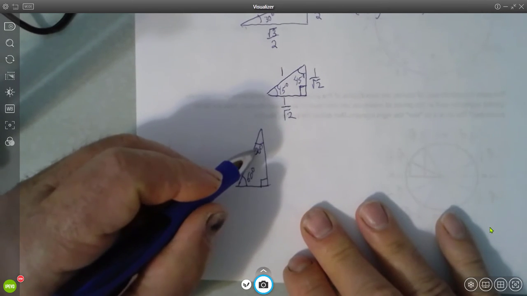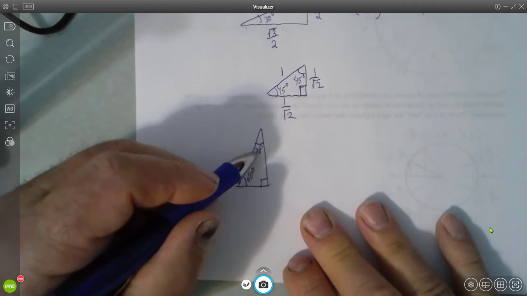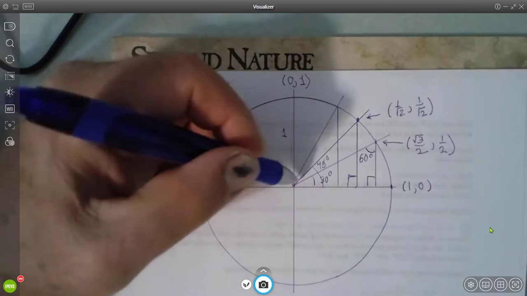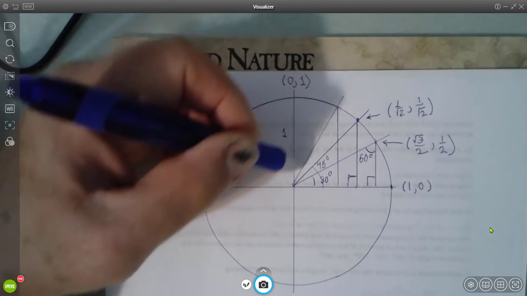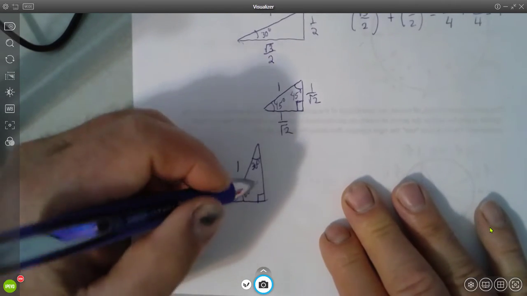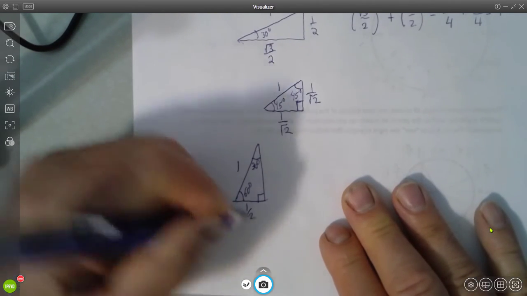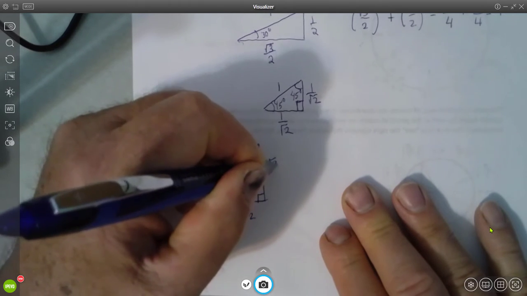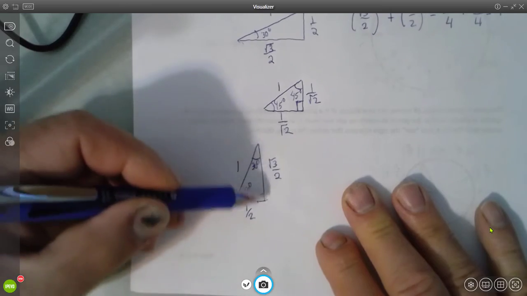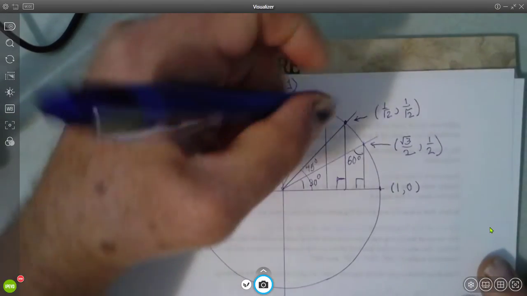Well, the theorem says that the shorter side, the side opposite the 30-degree angle, is 1/2 the length of the hypotenuse. But one more time, that hypotenuse is just the radius of our circle, which is 1. So this is 1/2, and this is √3/2. And now the x-coordinate is 1/2, and the y-coordinate is √3/2.